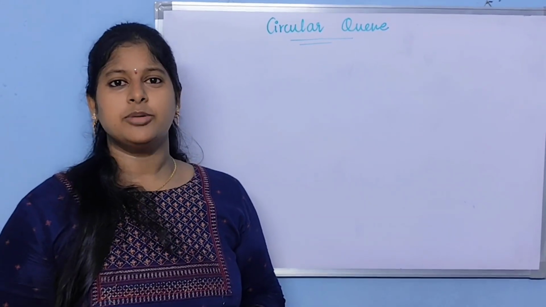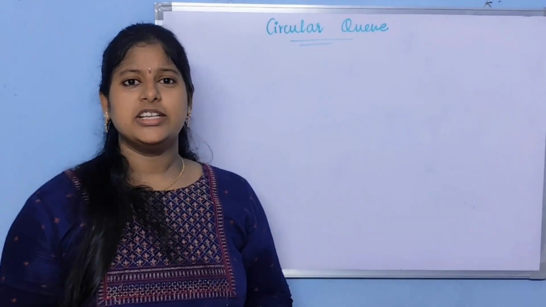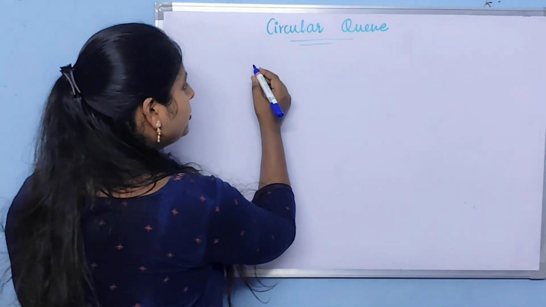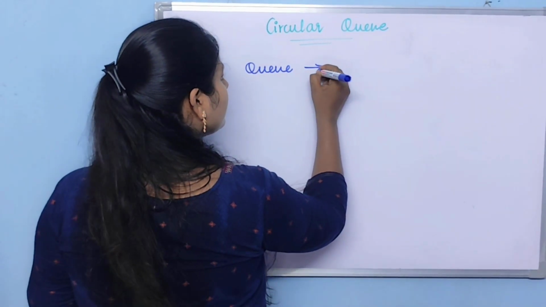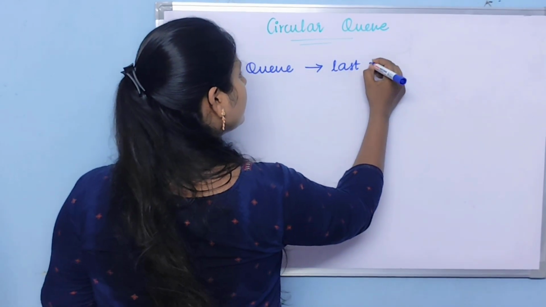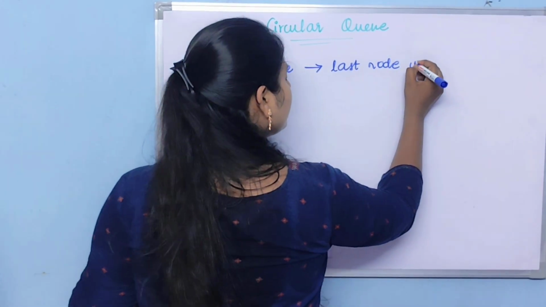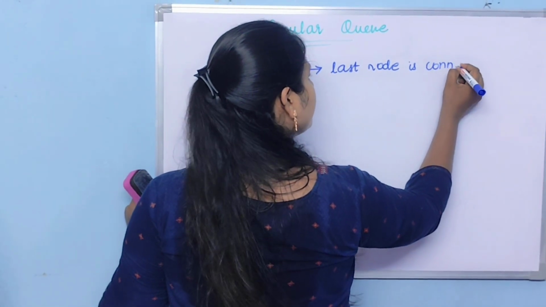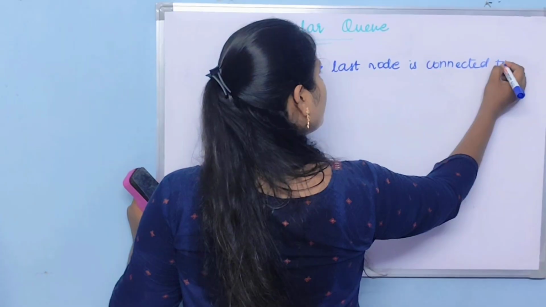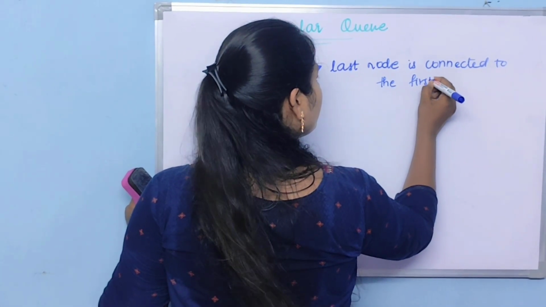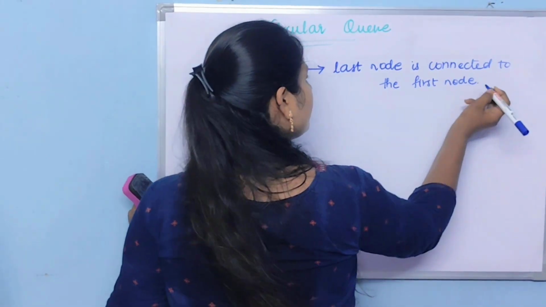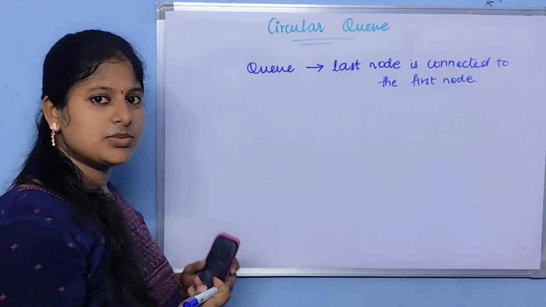Today we'll see the concept of circular queue. What is meant by circular queue? A queue in which the last node is connected to the first node. Okay, so what does this mean?